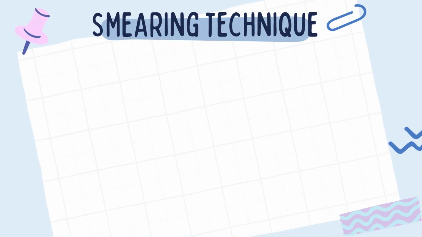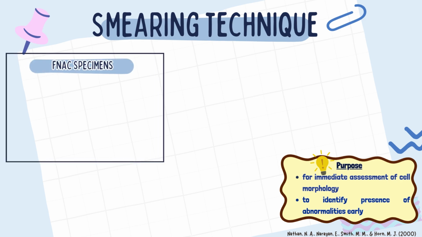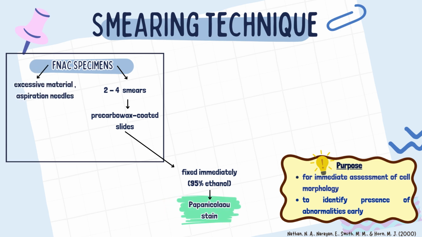However, the smears need to be prepared first before cell block preparation. This is because the smears can help with immediate assessment of cell morphology to identify the presence of abnormalities early. For FNAC specimens, 2 to 4 smears will be prepared using precarbowax-coated slides. Then these will be fixed immediately in 95% ethanol and then Papanicolaou stain. For excessive material and aspiration needles, it will be submitted to 50% ethanol for cell block preparation.